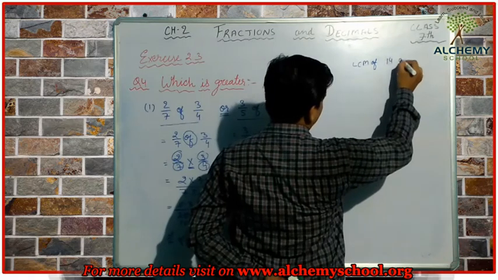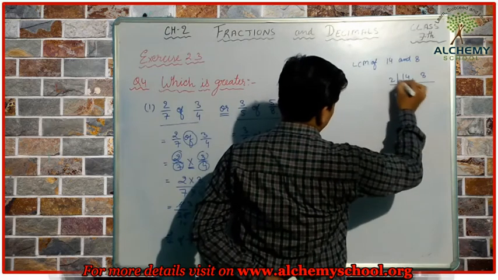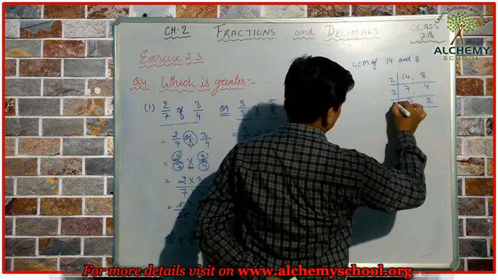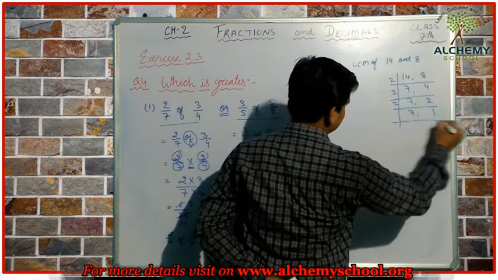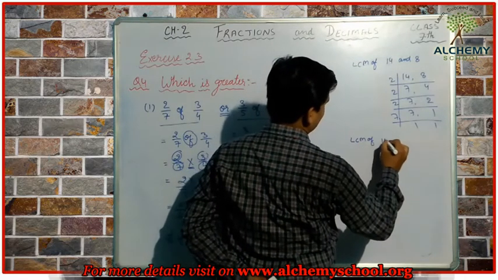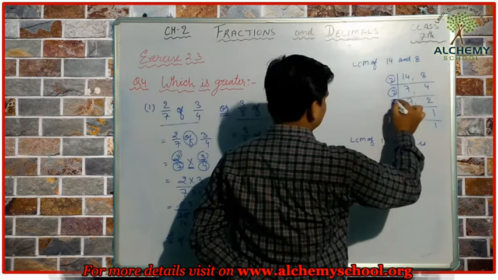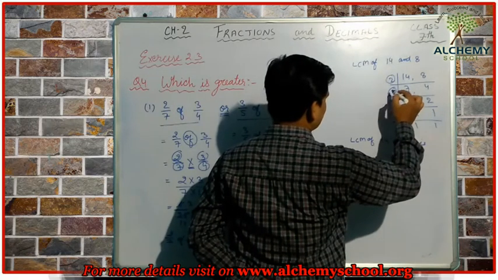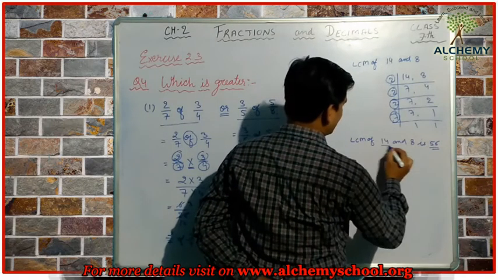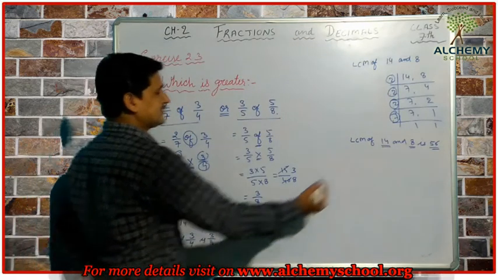Okay, so LCM of 14 and 8. 14, 8: 2 7s are 14, 2 4s are 8, so 2, 7, 2, 2, 7 and 2 1s are 2 and then 7 1s are 7. Okay, so we can write LCM of 14 and 8 is 2 into 2 into 2 into 7. So 2 2s are 4, 4 2s are 8, 8 7s are 56. So we can write here the LCM of 14 and 8 will be 56. Now we have to make the denominators 56.